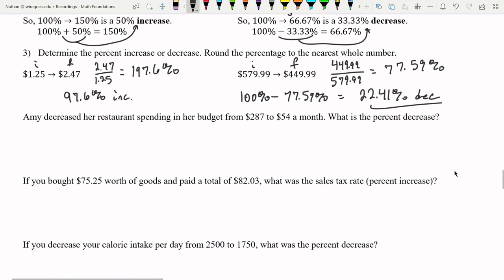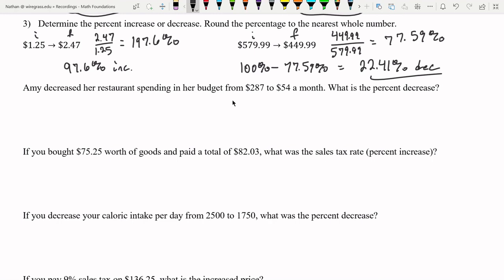Okay, Amy decreased her restaurant spending from her budget from $287 to $54 a month. What is the percent decrease? This is the initial, this is the final, it's going down, so we expect a decrease. So we're going to go final divided by initial. That gives us, as a percentage, 18.82%.